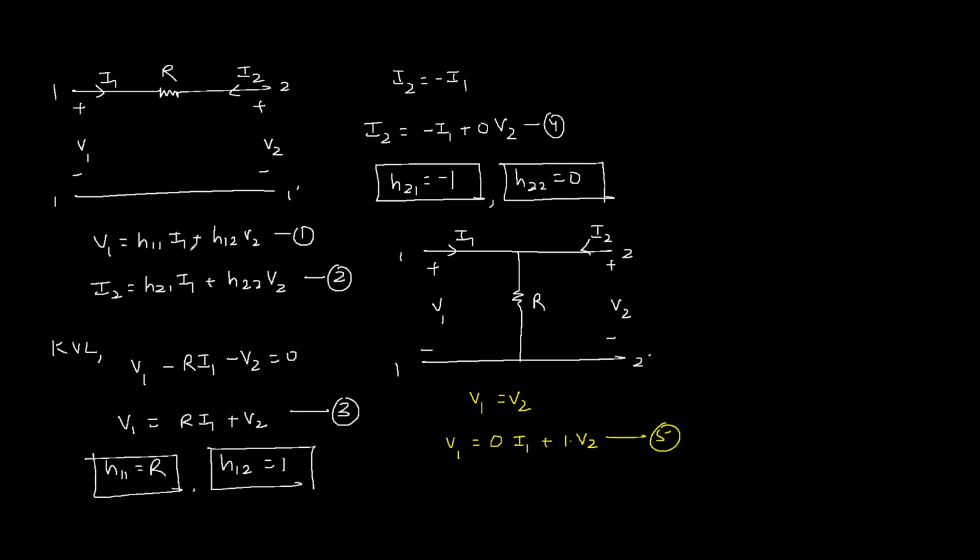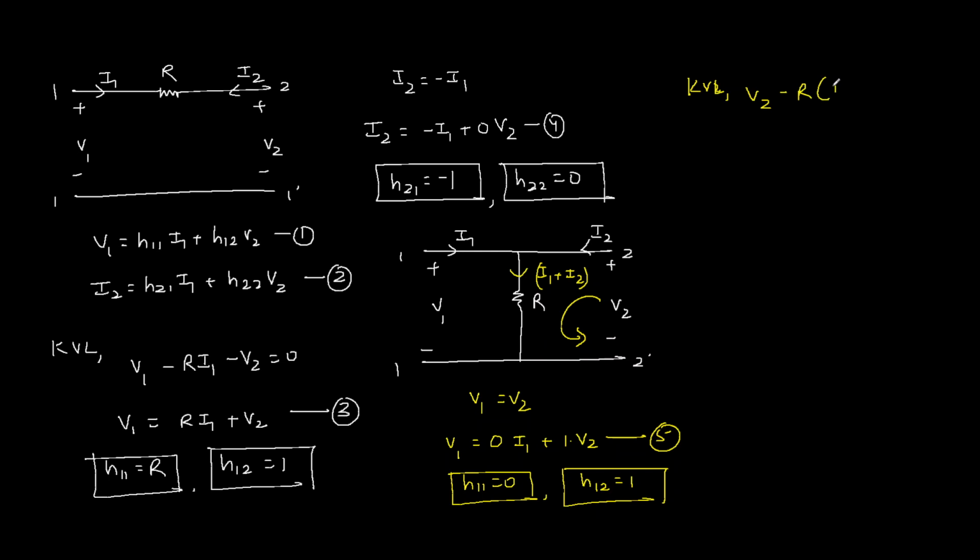Now if we compare equation 5 with equation 1, this will give H11 = 0 and H12 = 1. Now the current through this resistance R is I1 plus I2. Now apply KVL in this loop. This will give V2 rise in voltage, then drop R(I1 + I2) equal to 0. So this equation is V2 minus R I1 minus R I2 = 0, or R I2 is minus R I1 plus V2, or I2 is negative 1 times I1 plus 1 by R times V2.